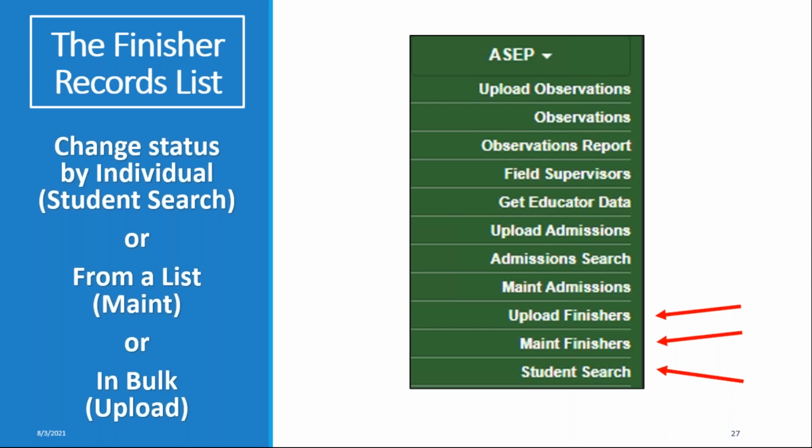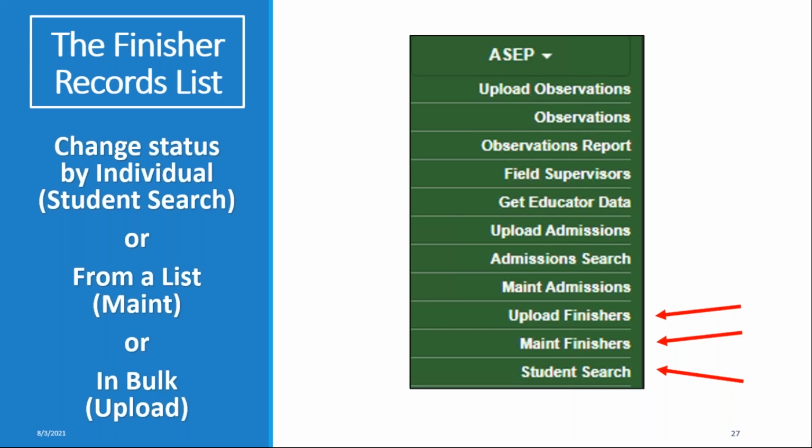There are 3 different ways to add, delete, or correct records for candidates on your finisher records list. First, you can search for an individual candidate using student search and update the record from the resulting student maintenance screen. You can also generate the finisher list via maintain finishers and change candidate status for an existing record from there. Remember to save your page when you're done.